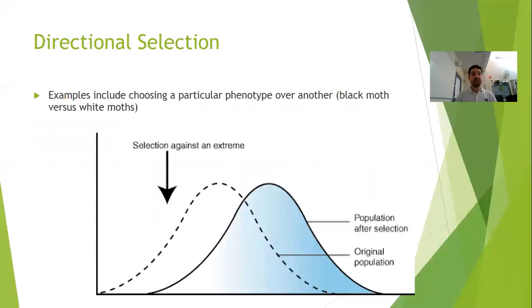Directional is where we push to one end. So in the example we had earlier, we had black and white moths. Well, in that example, black moths were being selected for. So we're actually picking for one extreme over the other. And you can see that the shift in population has gone one way compared to the other.